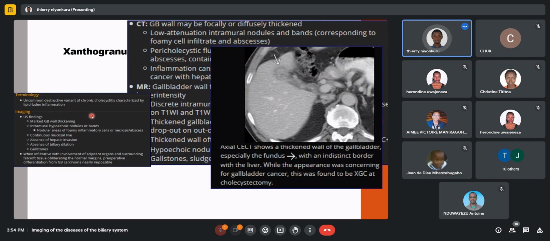And then on this contrasted axial CT scan, we can visualize this thickened gallbladder wall, mainly at the level of the fundus. So we can see that in the gallbladder fundus, there is a mass which is enhancing, which may make suspicion of a gallbladder cancer, but it was a case of xanthogranulomatous cholecystitis.